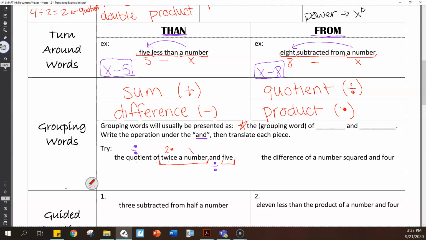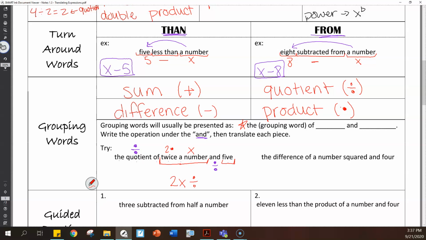A number tells me I want to use the variable. So this is going to be 2 times x over here. If you do 2 with a little dot and then x, that's fine. If you want to just do 2x, that's okay too. Divided by, and I know that that's going to be divided because it's a quotient, but that's where the split happens, is at the and, then 5. So I get 2x divided by 5.